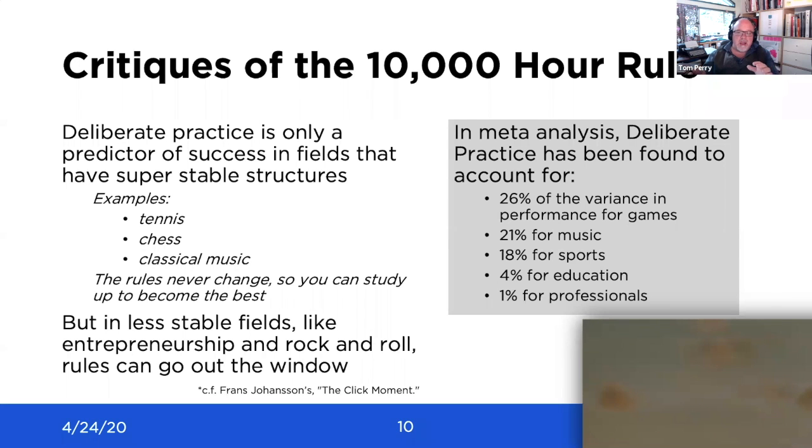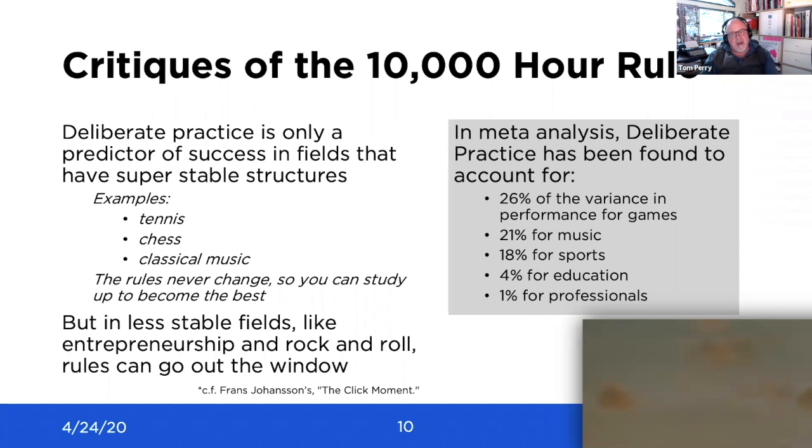26% of the variance was found in performance for games. So if we're looking at games, practice could make upwards of about 26% of the difference. 21% for music, 18% for sports, 4% for education, and only 1% for professionals. So this is very interesting.